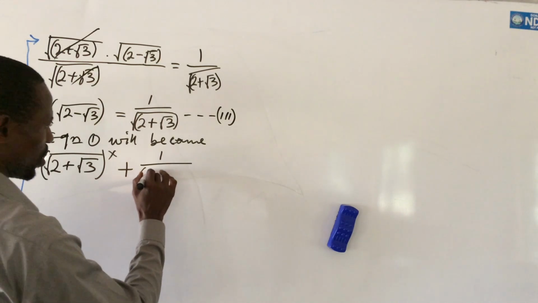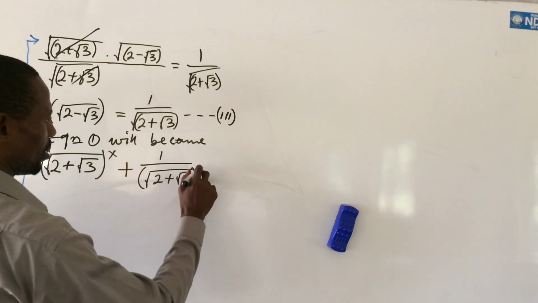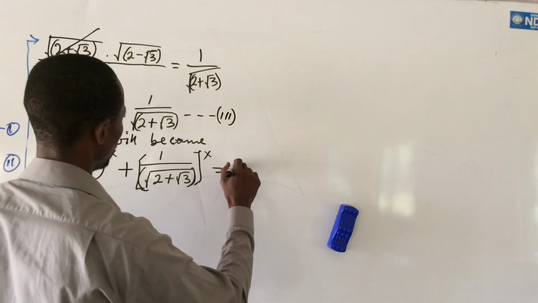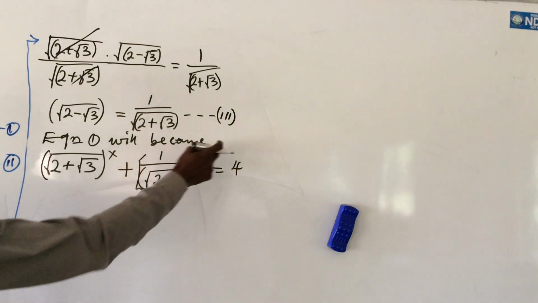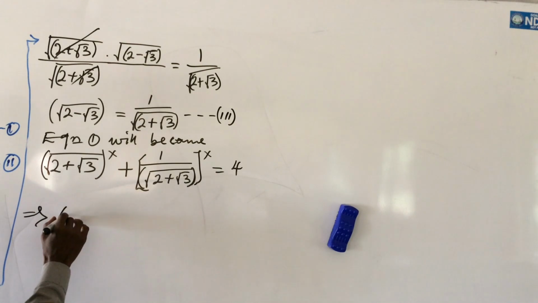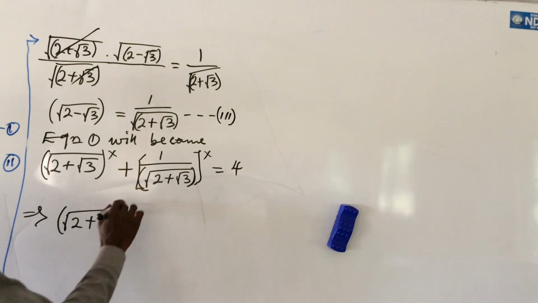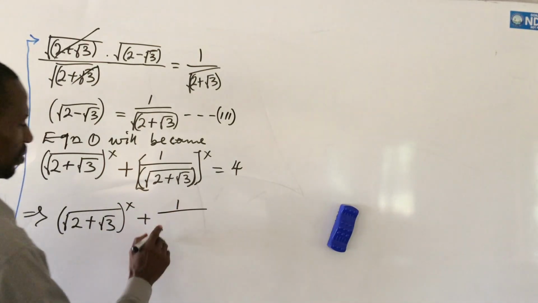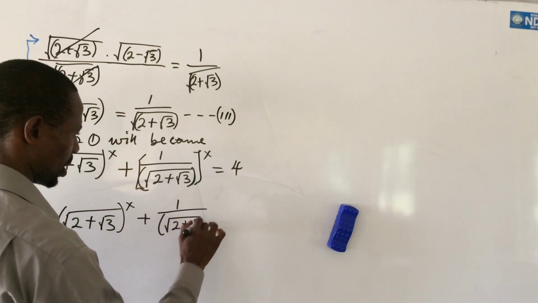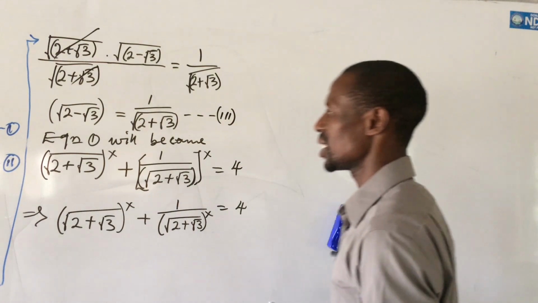So (√(2 + √3))^x, plus 1 over (√(2 + √3))^x, equal to 4. And we know that 1 to the power of x is going to give us 1. So this now implies that (√(2 + √3))^x plus 1 over (√(2 + √3))^x equal to 4. Now, this is your equation 1.